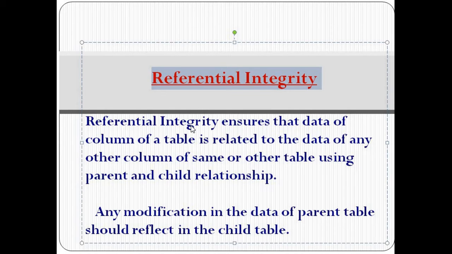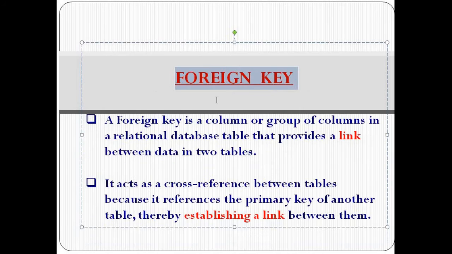Now the third type of data integrity is the referential integrity. Before I start with this topic called referential integrity, you should know what a foreign key is. So what's a foreign key? A foreign key is a column or a group of columns in a relational database table that provides a link between data in two tables.